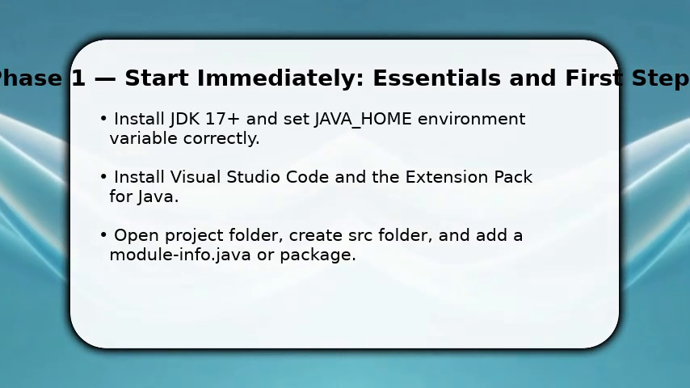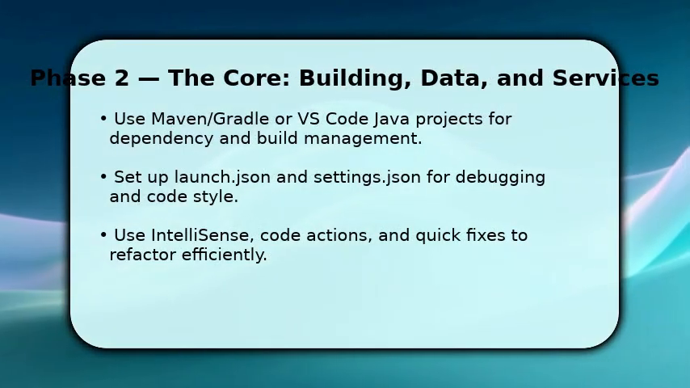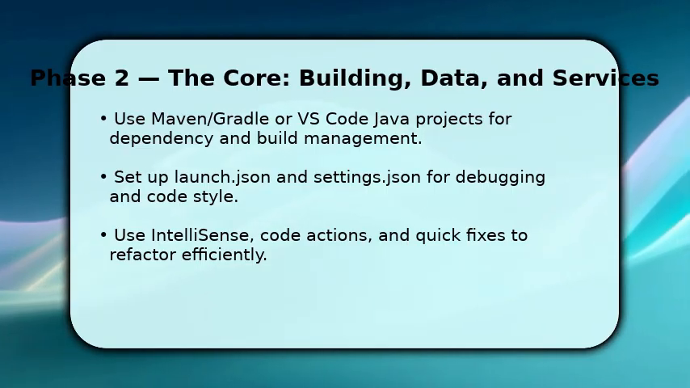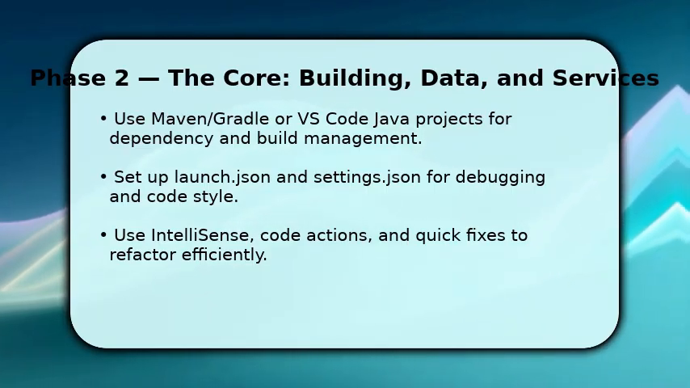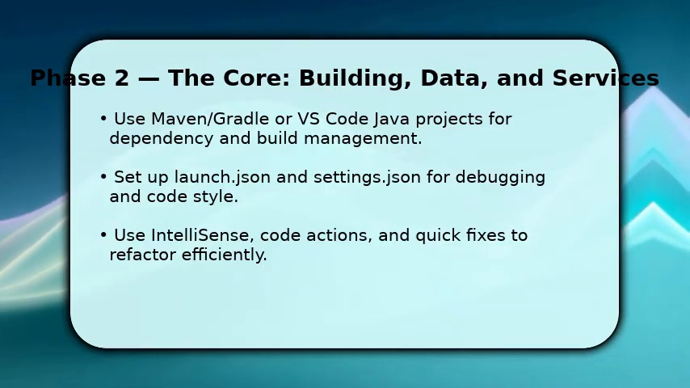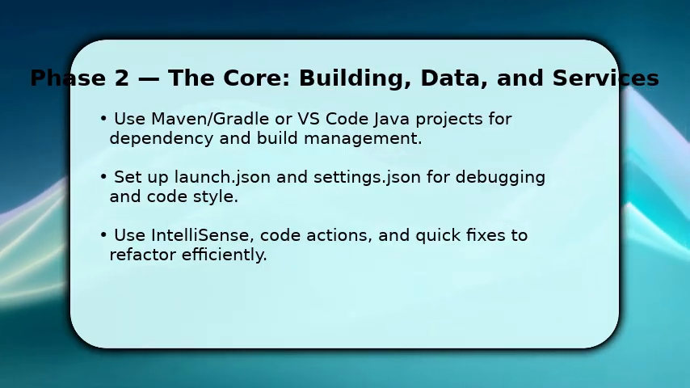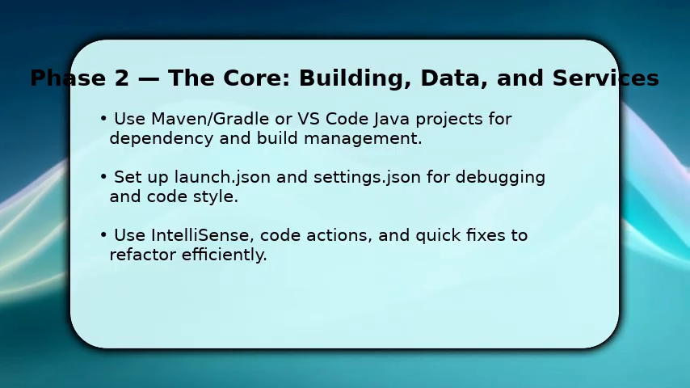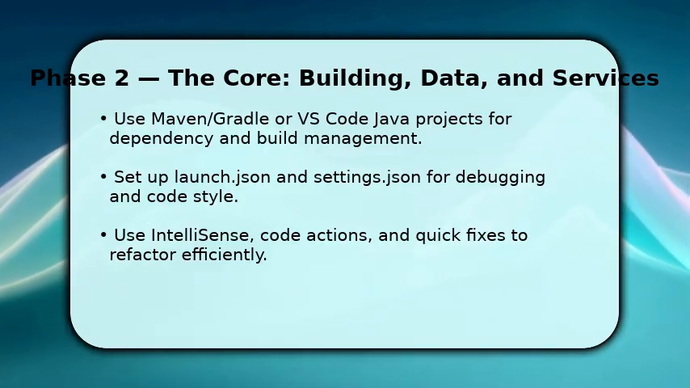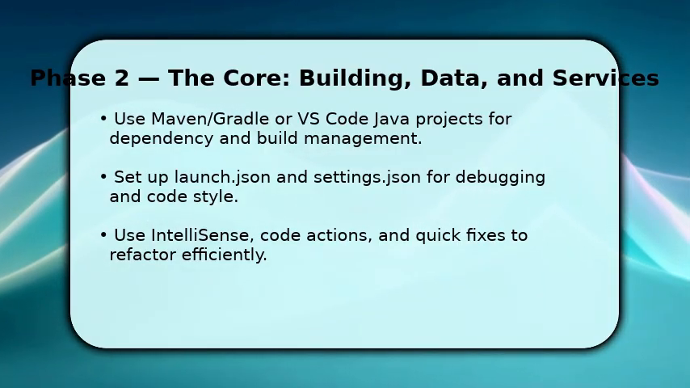You now configure the build and editor. Pick Maven or Gradle, or use the Java Projects view to manage dependencies. This controls compilation and packaging. Create launch.json to define run and debug configurations and adjust settings.json for formatter and import ordering so team style stays consistent.